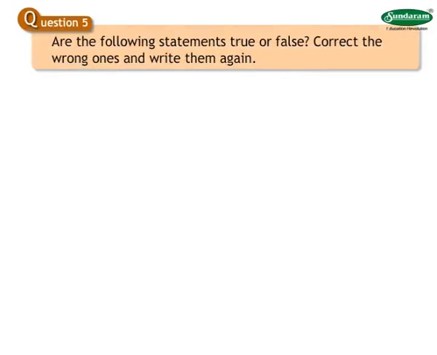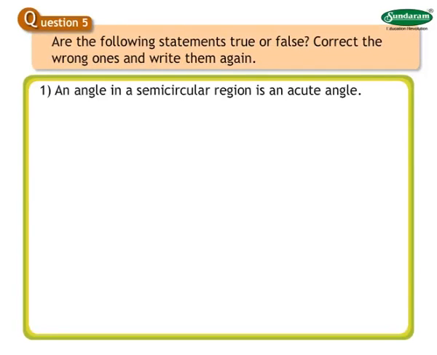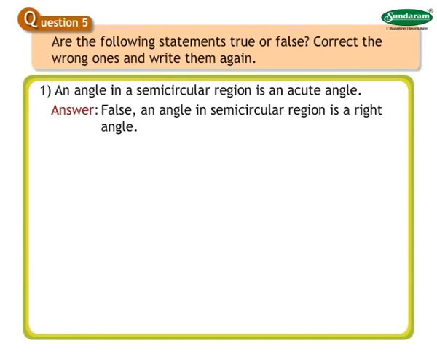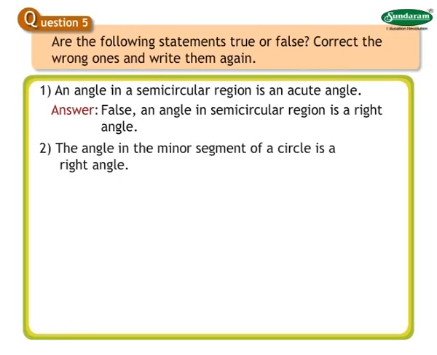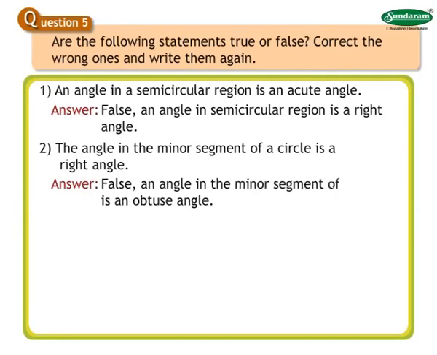Question 5. Are the following statements true or false? Correct the wrong ones and write them again. 1. An angle in a semicircular region is an acute angle. Answer. False. An angle in semicircular region is a right angle. 2. The angle in the minor segment of a circle is a right angle. Answer. False. An angle in the minor segment of a circle is an obtuse angle.